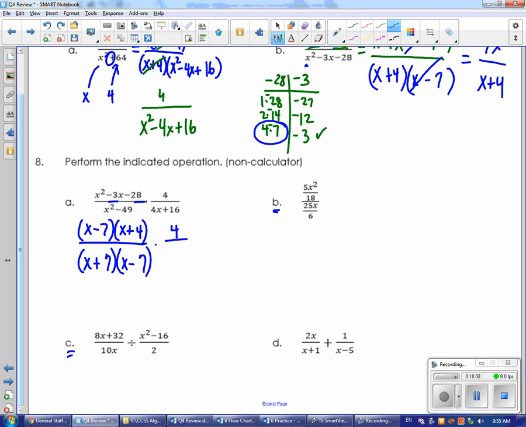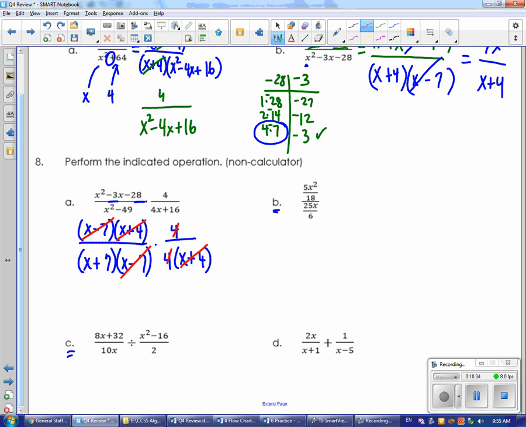I can't really do anything with that 4 in the numerator. But in the denominator, I notice that there's a 4 in common, because 4 goes into 4x, and it also goes into 16 4 times. Now that I've got it written like this, I want to look for things in common. I can see that the x minus 7s are going to cancel, and the x plus 4s are going to cancel. I also see that I have a common 4 that can cancel as well. Notice that everything in the numerator is gone.